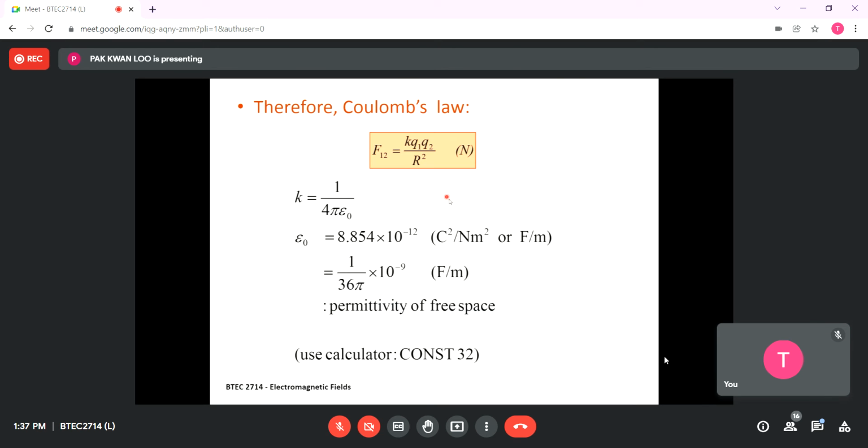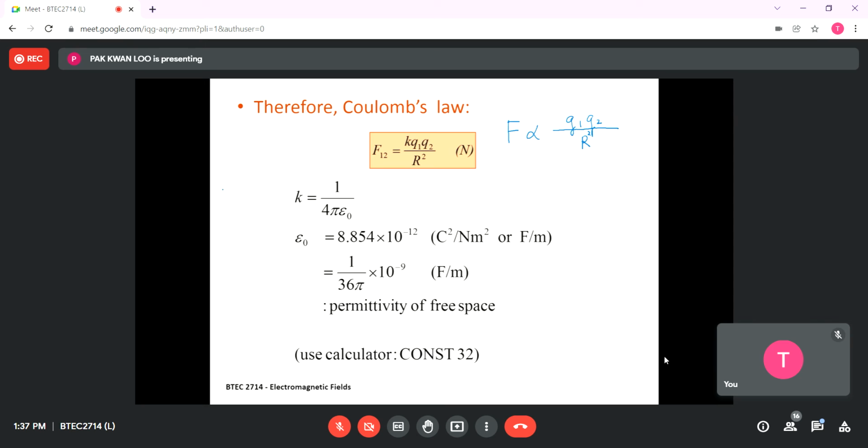So the proportionality that I mentioned just now is that the force, by Coulomb's law, between two charges is directly proportional to, and this is the proportionality symbol, the product of two charges and inversely proportional to the square of the distance between them.